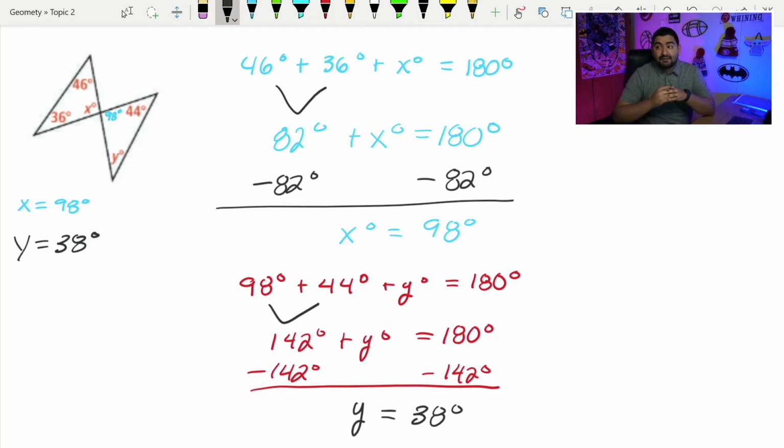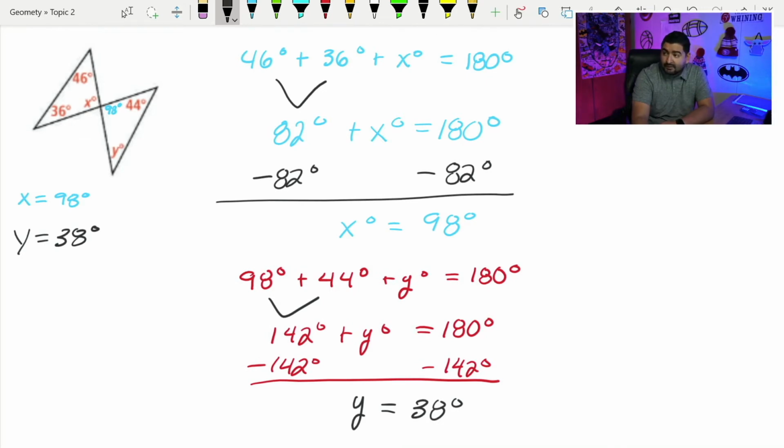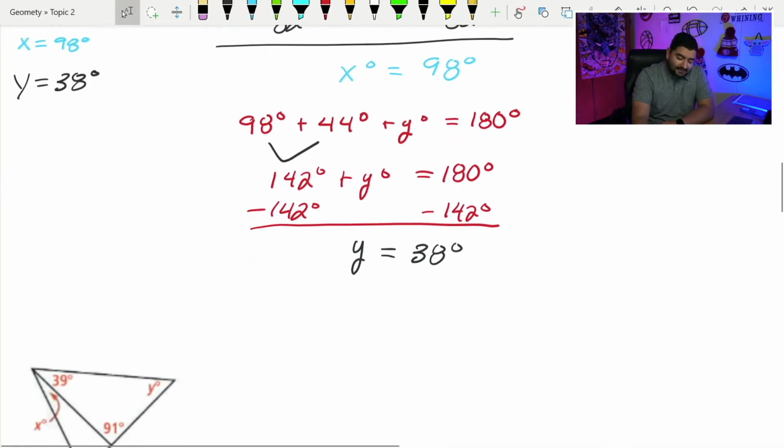So this one did involve us using the vertical angles theorem. Once we found that, we were able to use the same equation for both, really. Adding the two angles we're given, plus the angle we're missing, x or y, and setting that equal to 180. Then we combine like terms, and we eventually subtract in order to find x or y. Okay, let's go ahead and look at this next one.